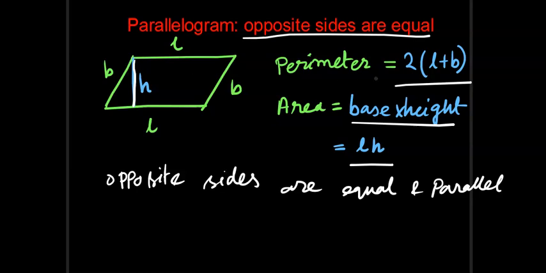Now how do we find the perimeter? Perimeter is equal to 2 into L plus B, and area is equal to base into height, that is L into H. So when we call L as base, then it is L into H. If you call B as base, then we have to take the perpendicular distance between these two parallel sides. Let that be H2. Then we will have the area as B into H2.